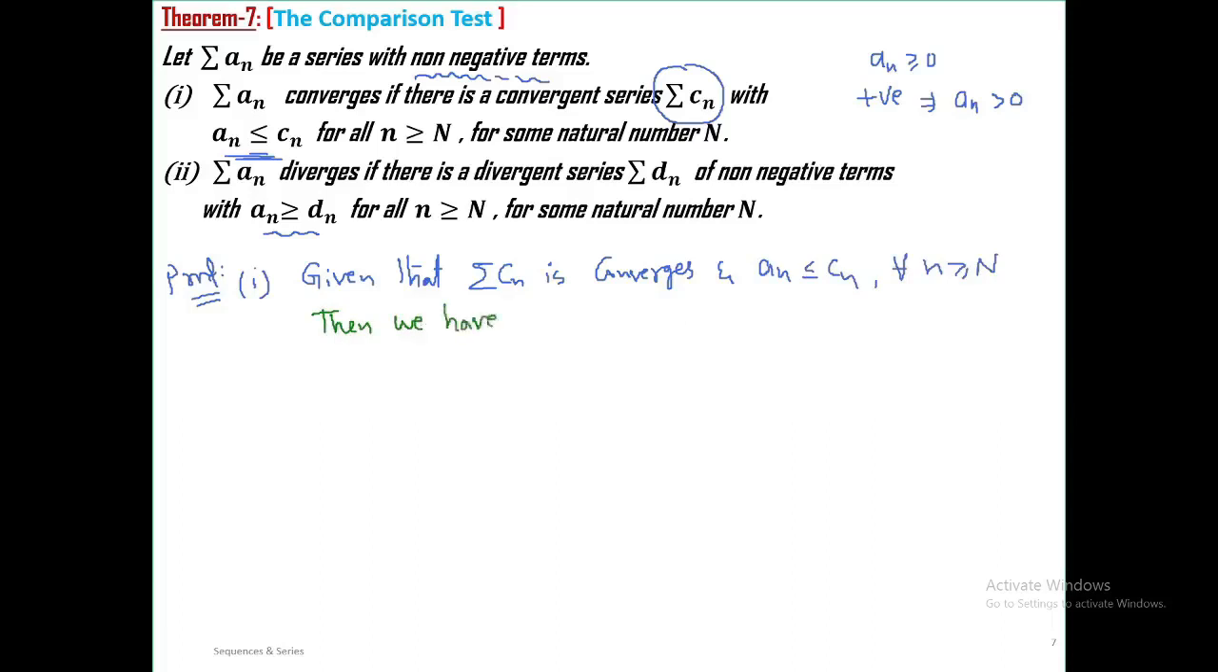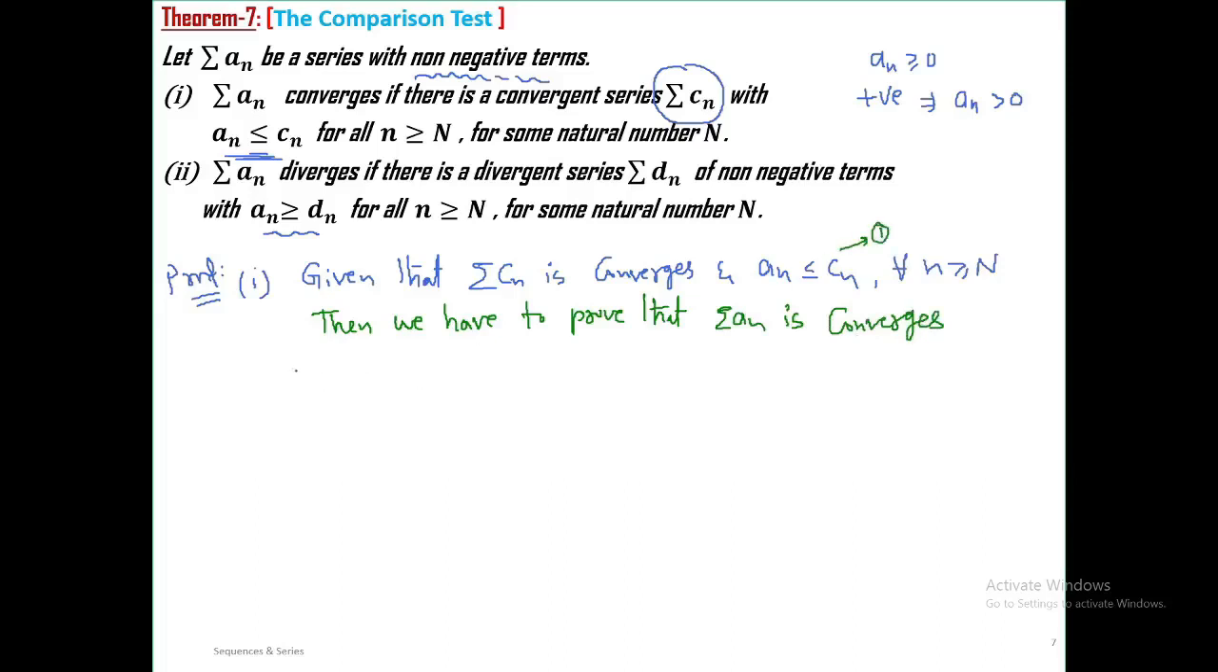Series An converges. Then we have to prove that series An converges. Okay, so this one we have to prove, right? So start by assuming this inequality, number 1.